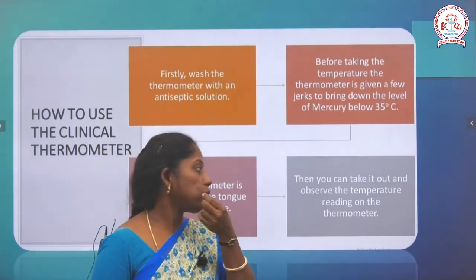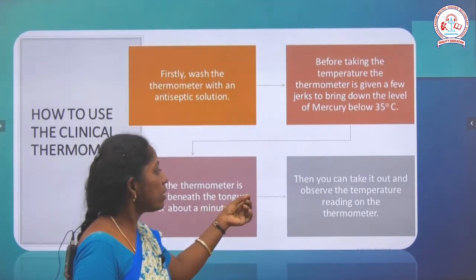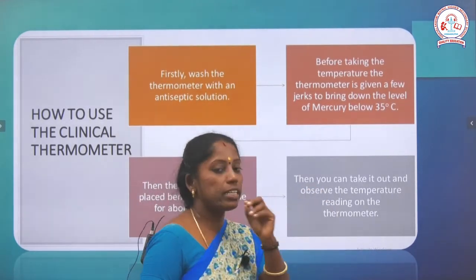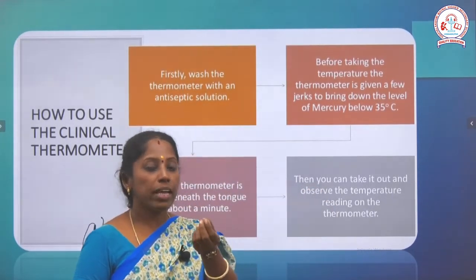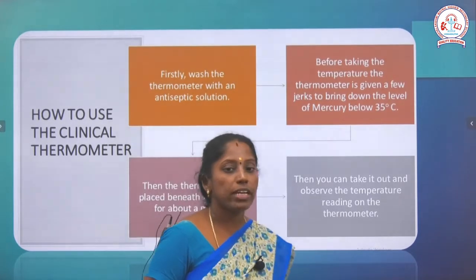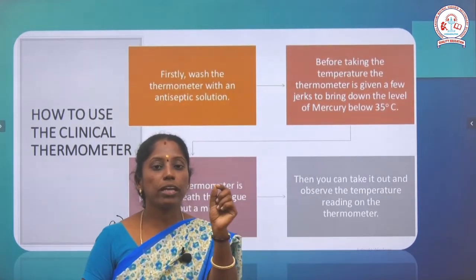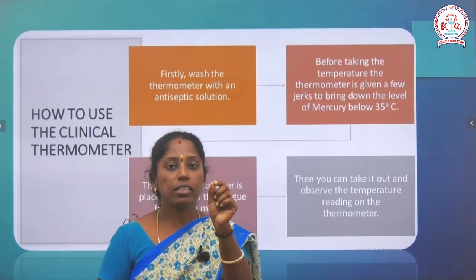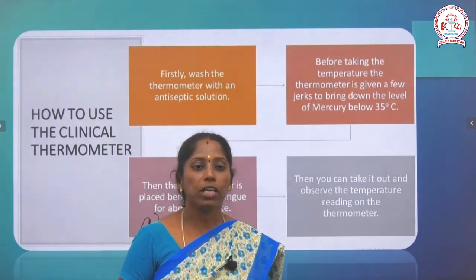We have to keep it under the tongue, and remember that it is made of glass. Then you take it out, and after that we can take the reading on the thermometer. We can identify that when the mercury level stops, that is the temperature of the human body. We can check this.